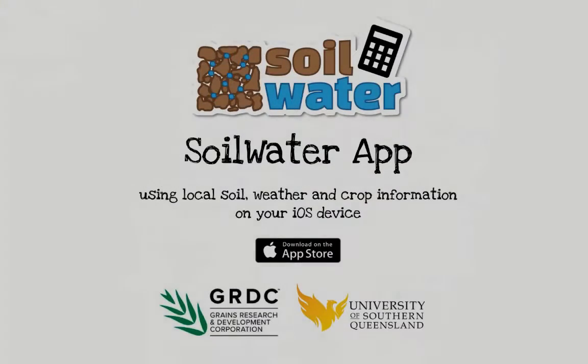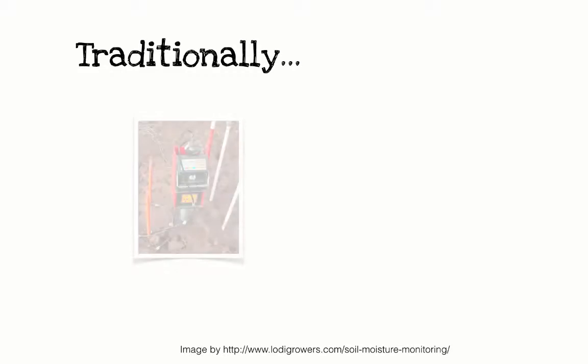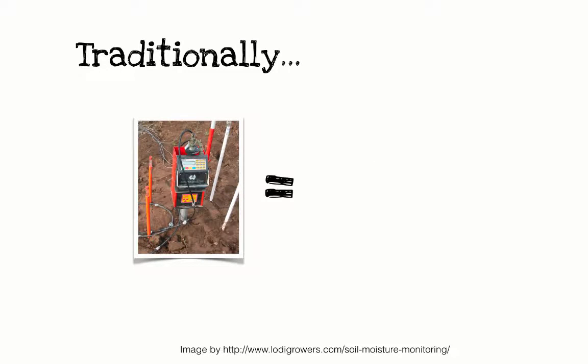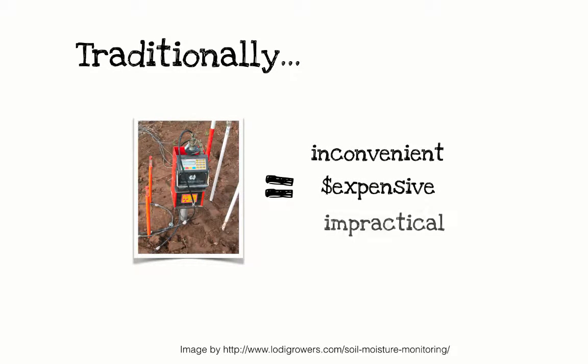Accurate estimation of soil moisture is a critical component for profitable agriculture in Australia. It influences decisions relating to planting, field management, irrigation, and even stocking rates. Traditionally, soil moisture has been measured using in-field sensors, which can be inconvenient, expensive, and even impractical.